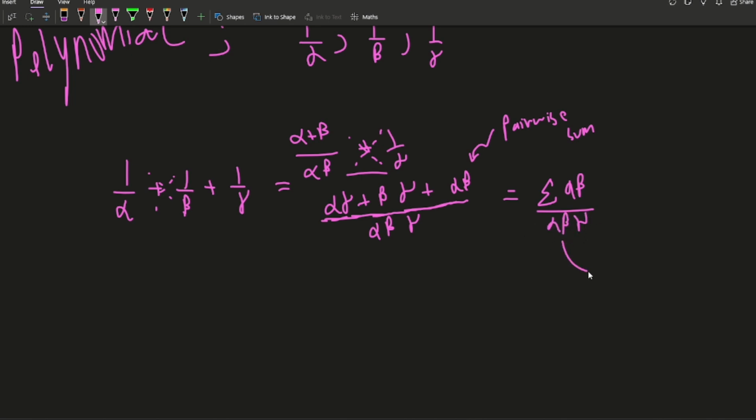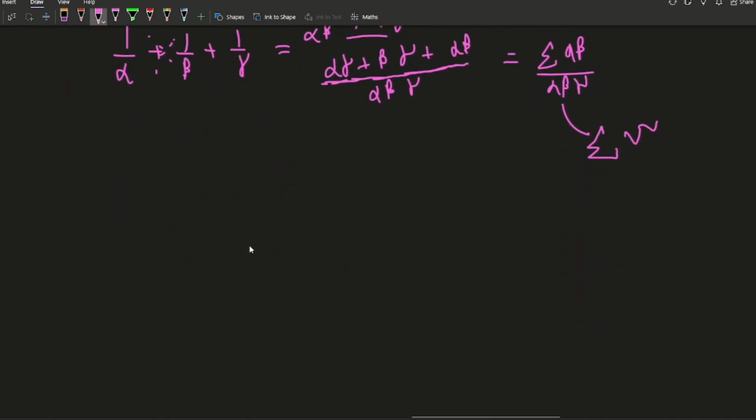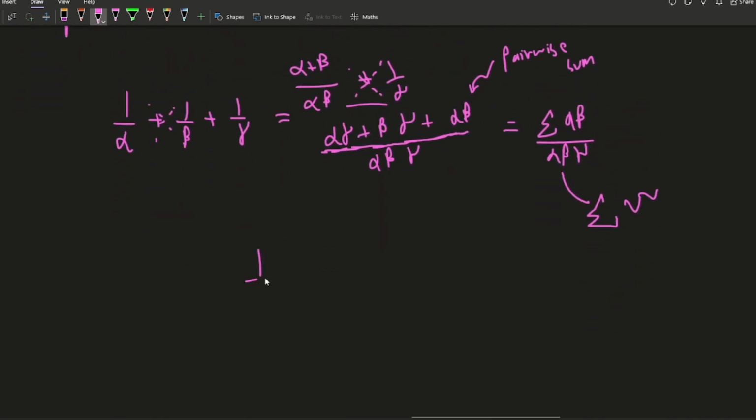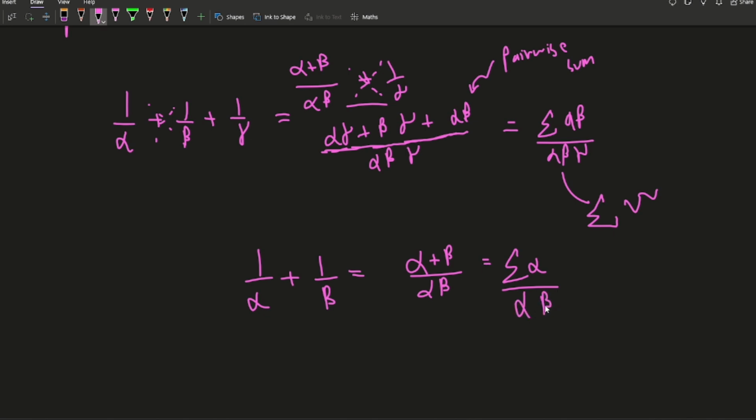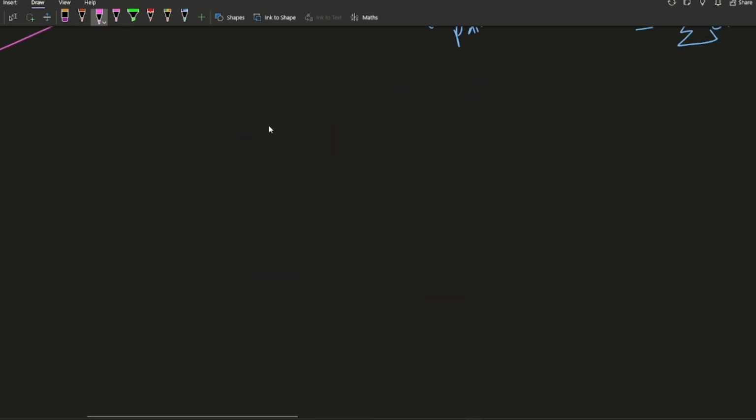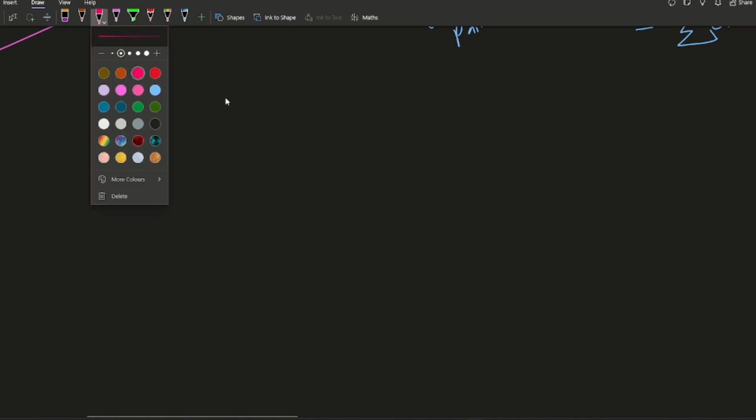Why didn't we use sigma notation in the denominator? Because it's not being added with anything. Similarly, if we have 1 over alpha plus 1 over beta, it's basically equal to alpha plus beta over alpha beta, which equals the sum of alpha over alpha beta.